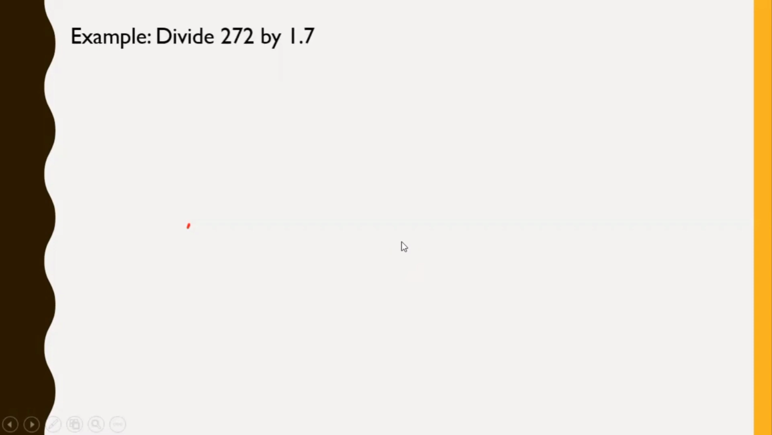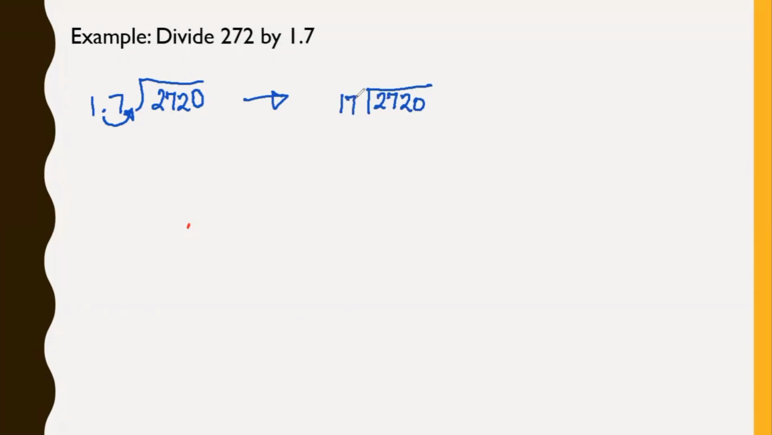272 divided by 1 and 7 tenths. Now, let's write this into long division symbol, which is 272 divided by 1 and 7 tenths. So, dahil ito ay decimal number pa, we move one place. And then, ito ay whole number, magdadagdag ka ng isang 0. So, this will become 2,720 divided by 17. Ayan. So, here, ang ating divisor is 17.